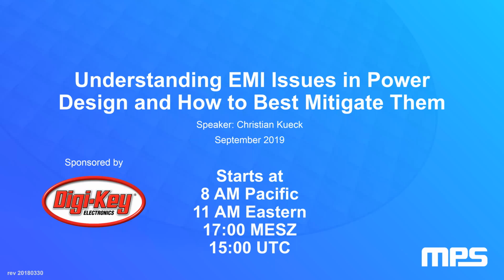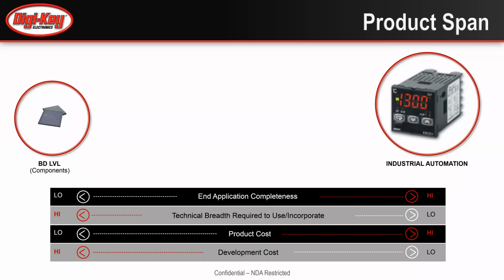There are at least 4 factors to consider when designing a product. Electromagnetic interference and susceptibility is a loaded topic for a lot of people. It intimidates a lot of people. So I just want to point out that at least these 4 attributes can be considered when you're about to undertake a design. One is end application completeness. You can buy an end product that performs the total function, or you can design at the chip level. Now, of course, the technical breadth required to use or incorporate that technology, you need a lot of technical understanding to design at the chip level.